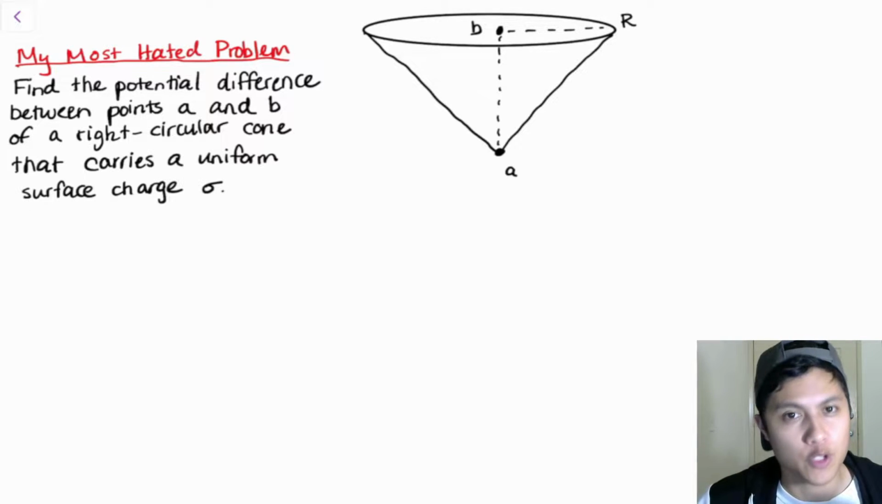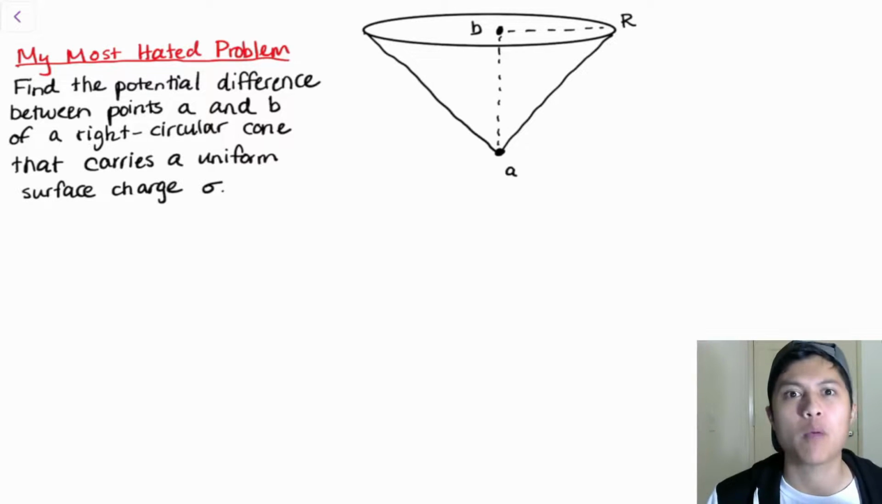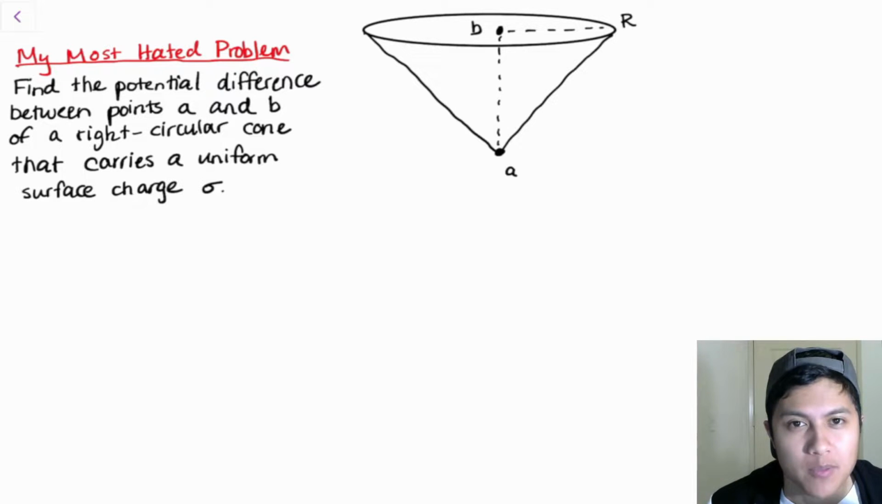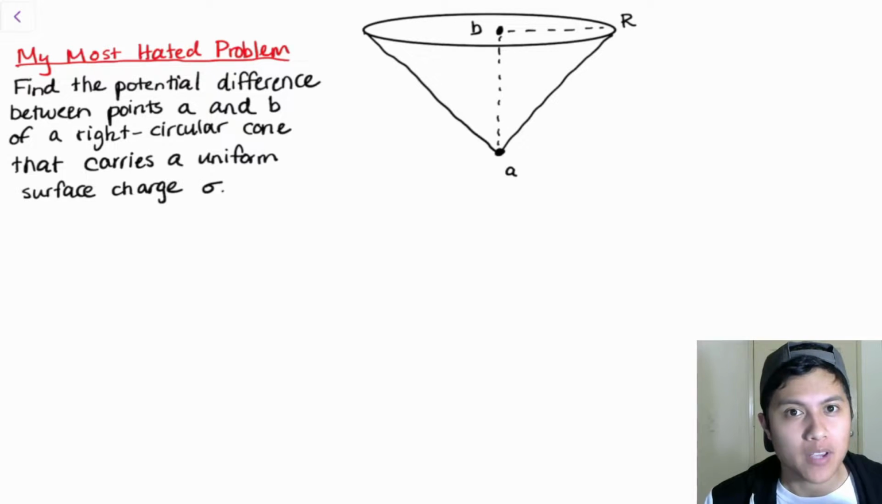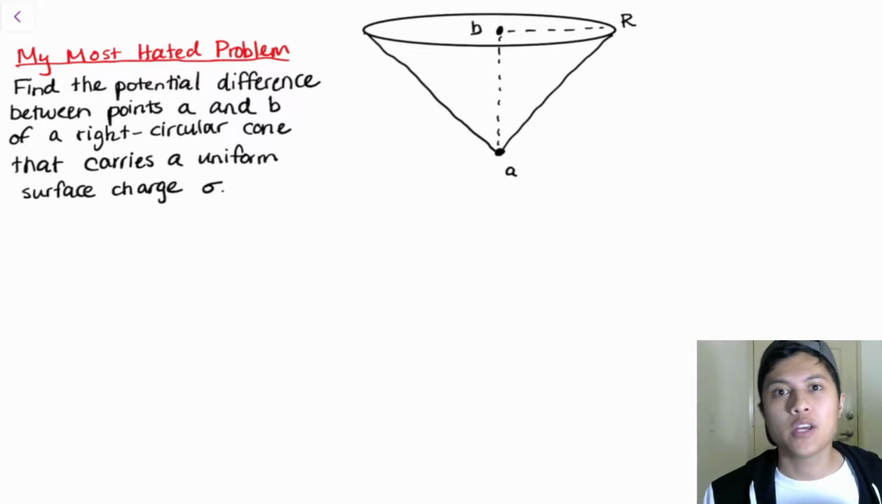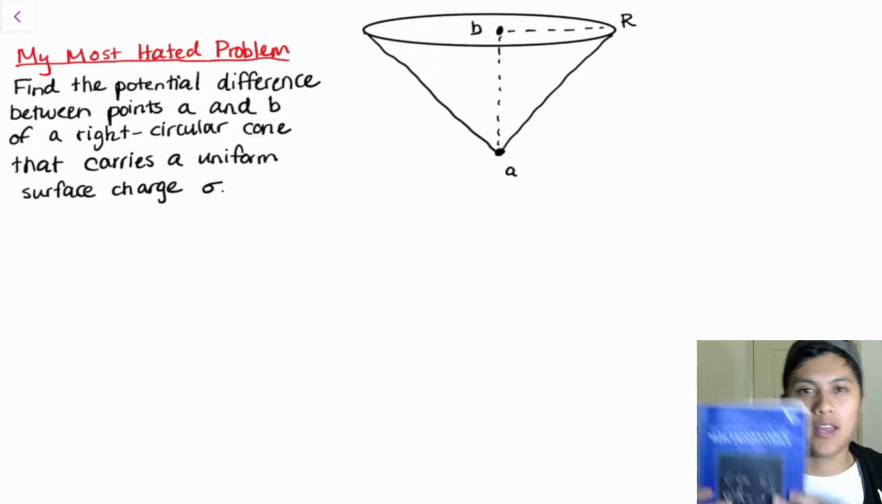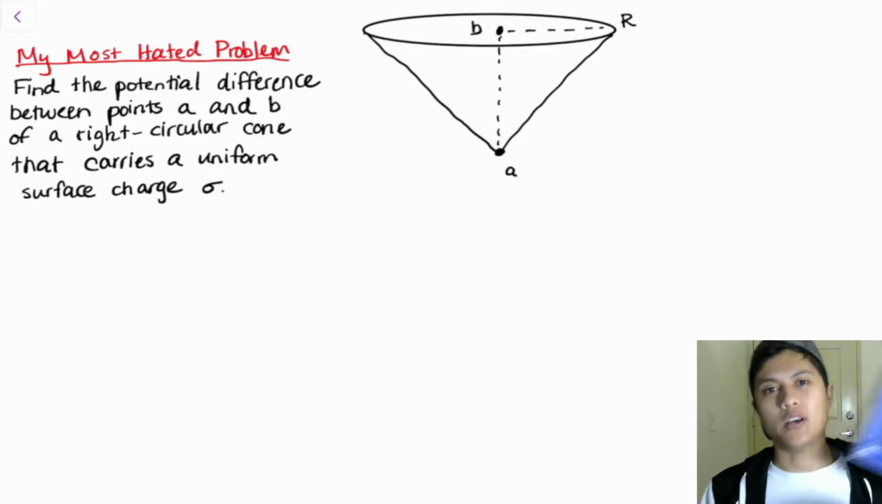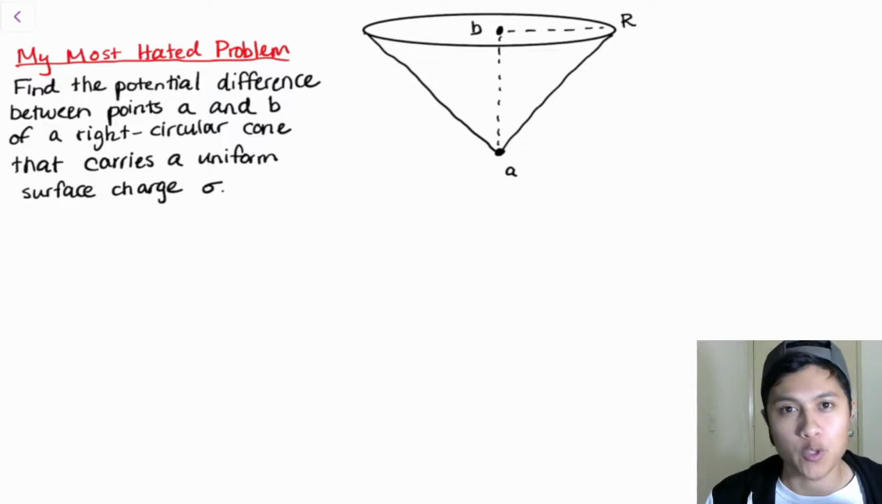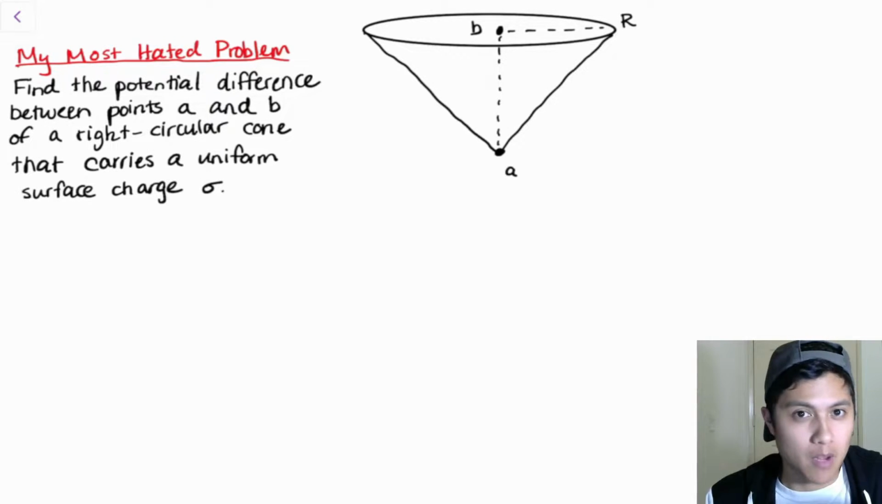Today, you're in for a treat. You're going to see me solve my most hated problem as an undergraduate physics major. Now, a little bit of context. This problem can be found if you have a copy of Griffiths Electrodynamics. This is the 4th edition, and I believe the number of this problem is 2.26, so chapter 2, problem 26. And this is my most hated problem as an undergrad.